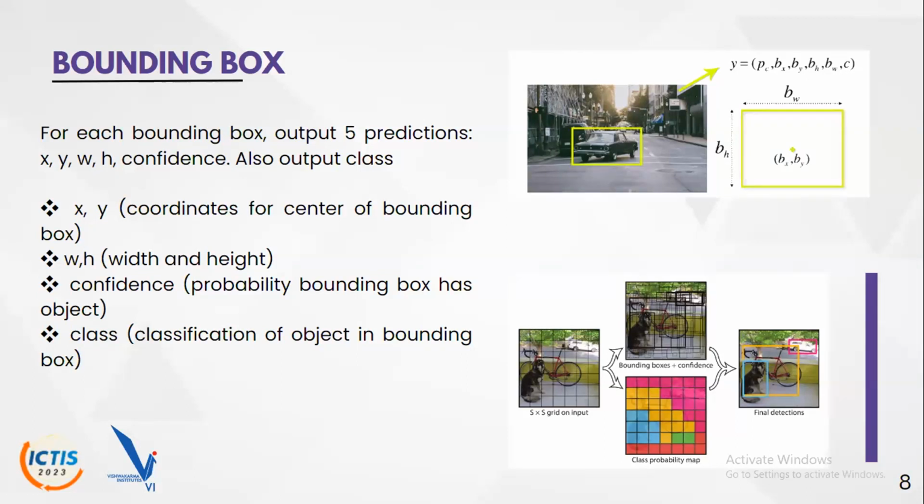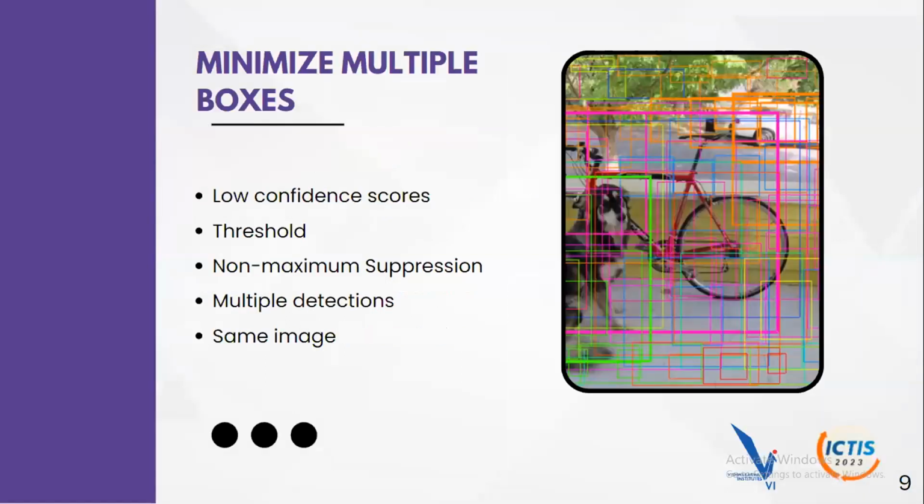X and Y stand for the center point of the object, and W and H are the width and height of the bounding box. Confidence is how much probability there is that the object is that class, and the class is the label of the object. As YOLO works in a grid, it will create multiple bounding boxes for one object. To minimize that, we have to give certain threshold conditions and reduce the low-confidence bounding boxes, to get a single bounding box for the particular object.